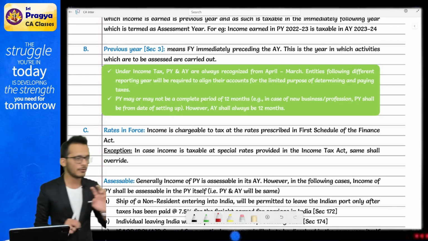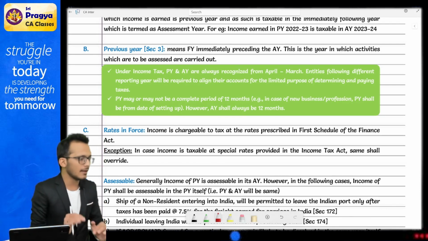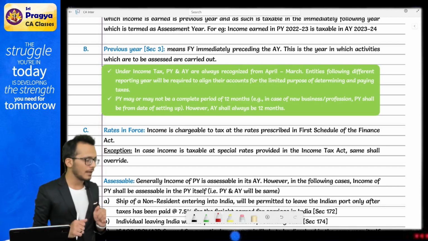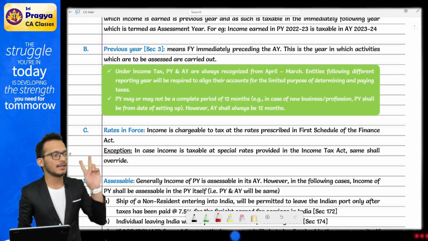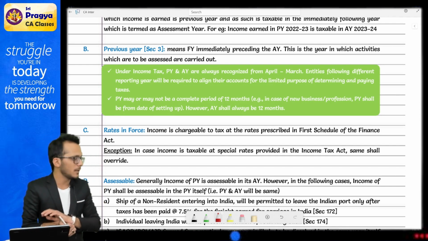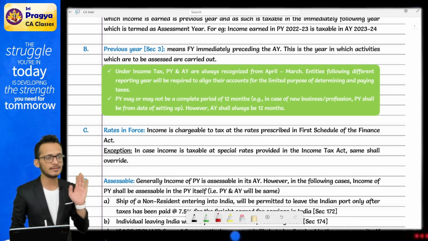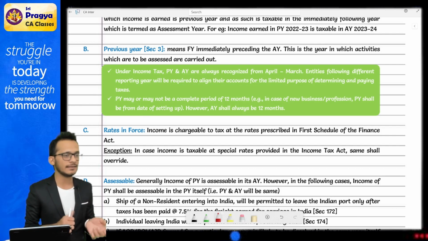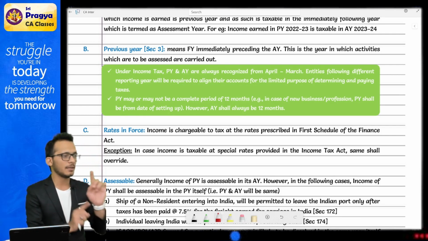Previous year may or may not be for 12 months because it can change in case you are starting your business just now or you are born just now. In that case, previous year can be as small as 1 day and as big as 12 months. Rahul, can it be more than 12 months? Not possible. Assessment year will always be for 12 months. That is how the policy is. Generally, previous year is 22-23 and assessment year is 23-24. But in exceptional cases, previous year and assessment year can become the same.